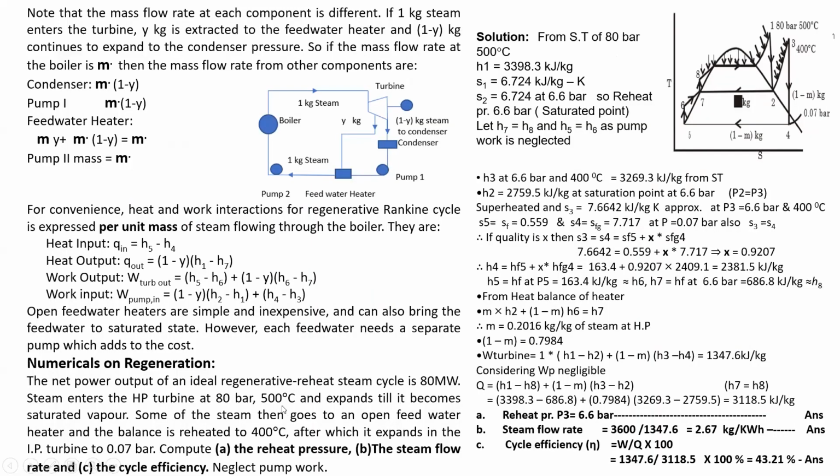H5 minus H4. Heat output at the condenser will be (1 minus y) into (H1 minus H7). Then the turbine work output is equal to (H5 minus H6) plus (1 minus y) into (H6 minus H7). So again, you have to see the Rankine cycle, just remind yourself. Next class I will explain this again, repeat this particular part. W pump is equal to (1 minus y) into (H2 minus H1) plus (H4 minus H3), considering the Rankine cycle with the suffixes.